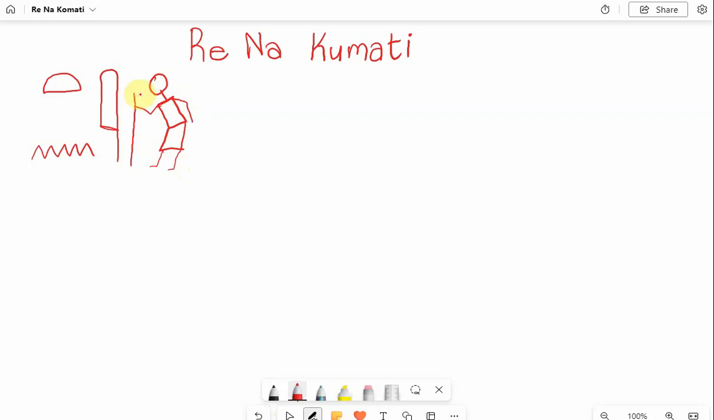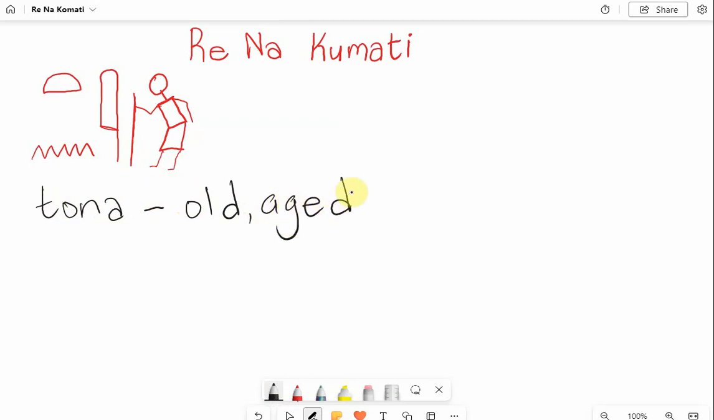It's with an old man holding a stick, right? And what do we have here? We have the same as before, Tona, okay? And in this case, it means old. It just means old, or it means aged. Tona means old or aged, all right?